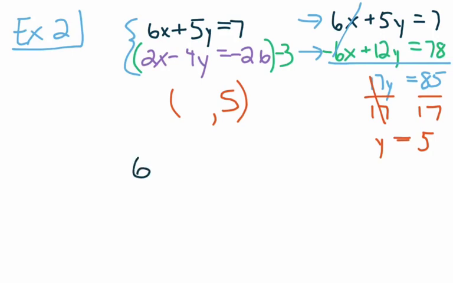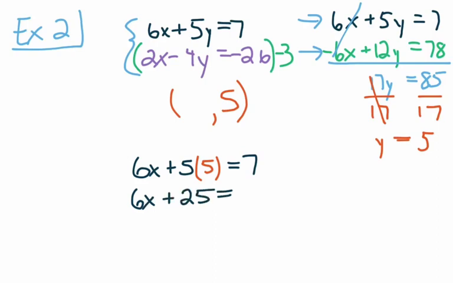So I have 6x plus 5 times 5 equals 7. So 6x plus 25 equals 7. Subtract 25 from both sides.